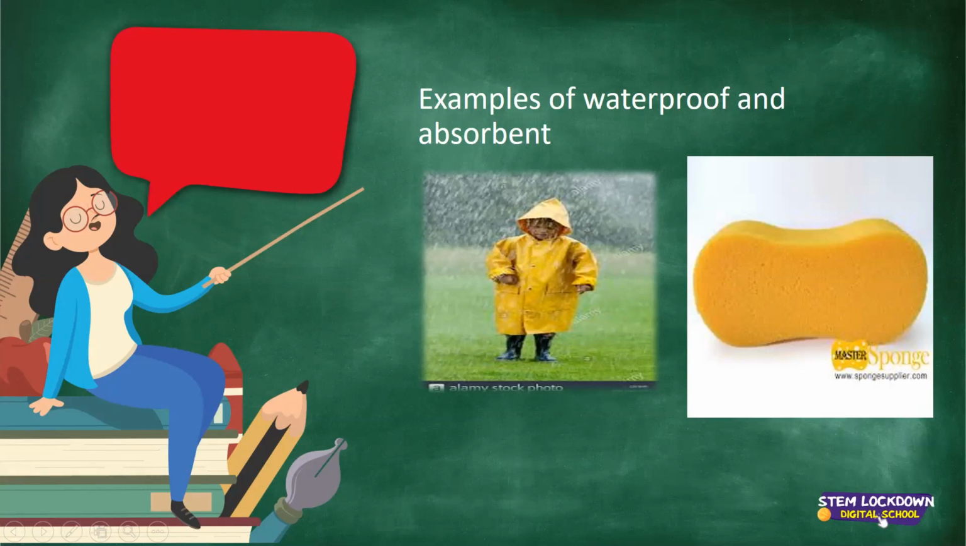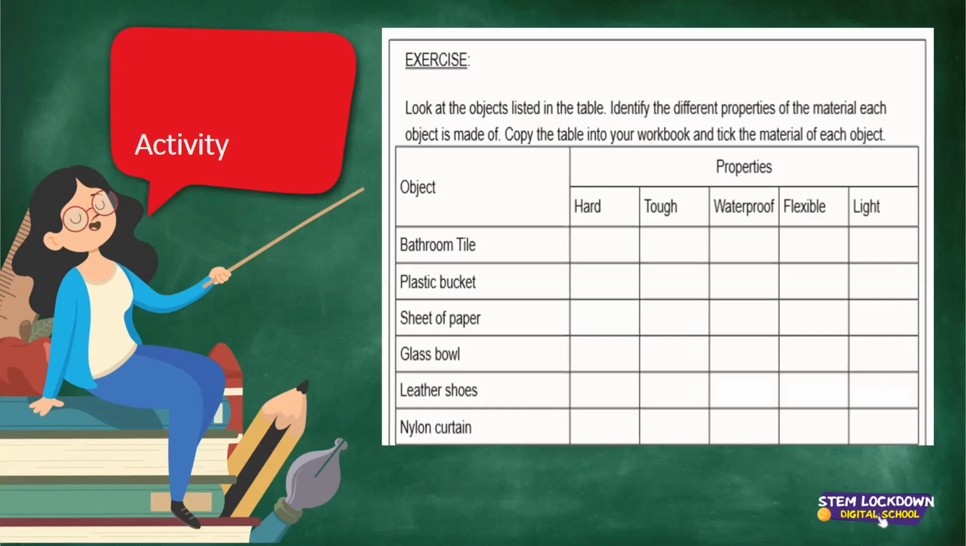Now, because we looked at the properties, we know that a material can be flexible or not. It can be strong or not. It can be waterproof or not. It can be light in weight or heavy in weight. Those are the different properties of all kinds of materials, manufactured as well as solid materials.